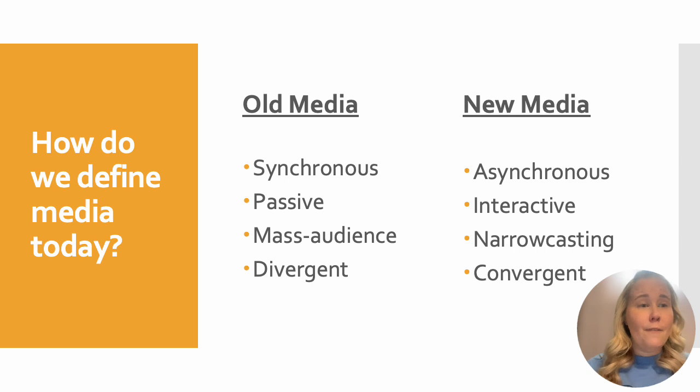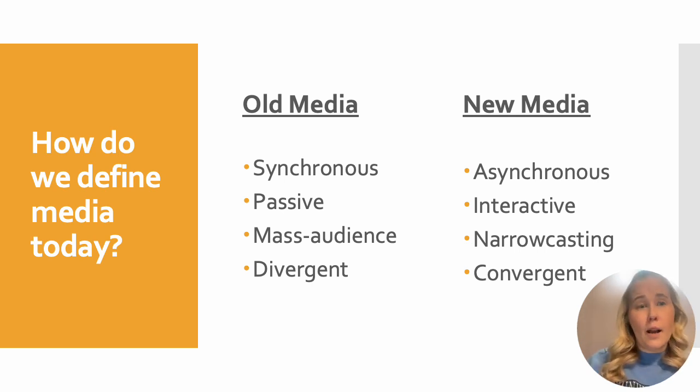So how do we define media today? We know that the landscape of media is changing rapidly and has grown quickly. When we talk about old media, we're typically talking about media that is synchronous, which means you have to read it at a certain time. It's got a limited purview. It's passive, which means you read and that's about as much participation as there is, or you observe and that's about as much participation as there is.